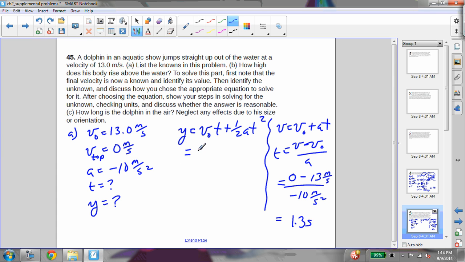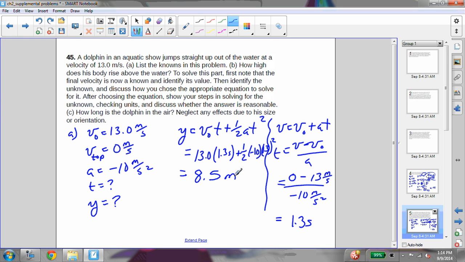So now I can say 13 times 1.3 seconds plus 1/2 times -10 times 1.3 squared. All right, using that time that I've now found, I find a height that he goes to of 8.5 meters. Pretty tall, almost 30 feet. 8.5 meters. How long is the dolphin in the air?